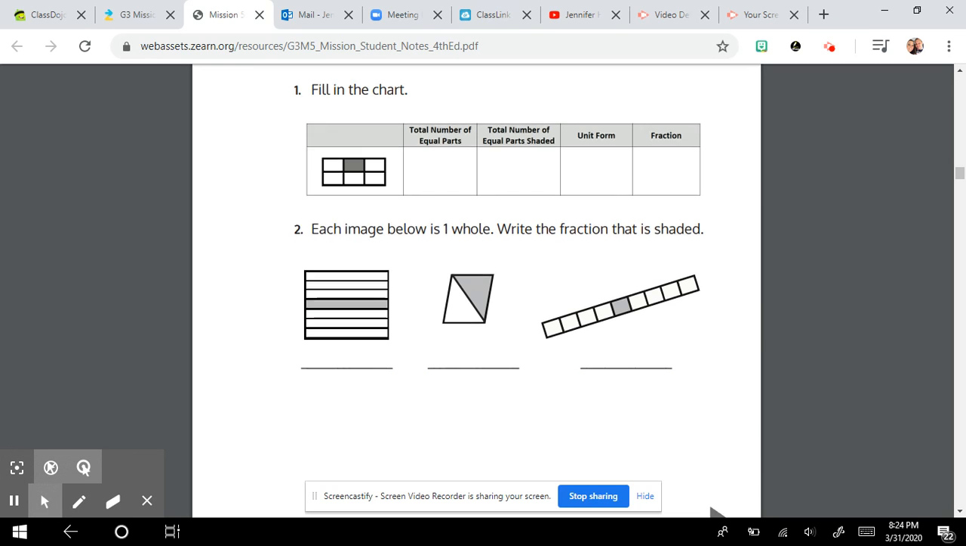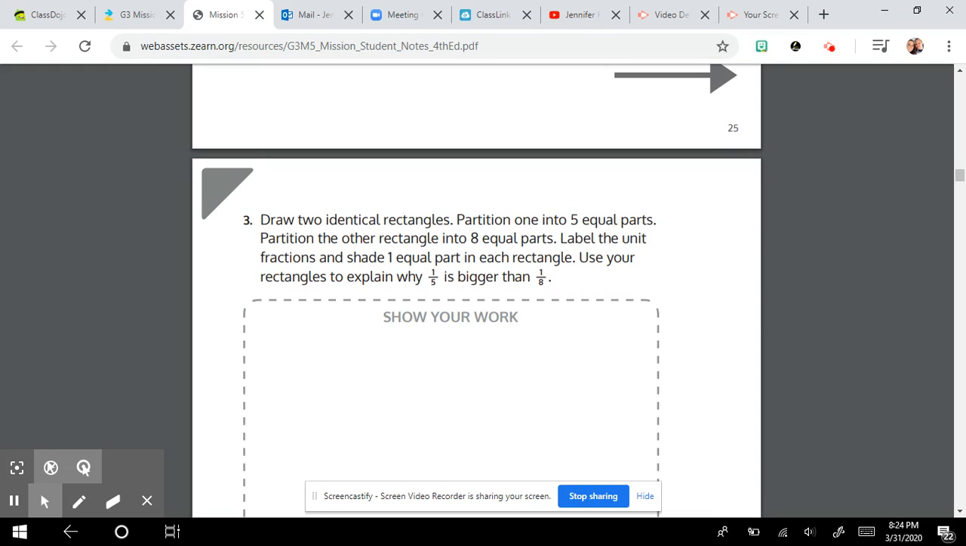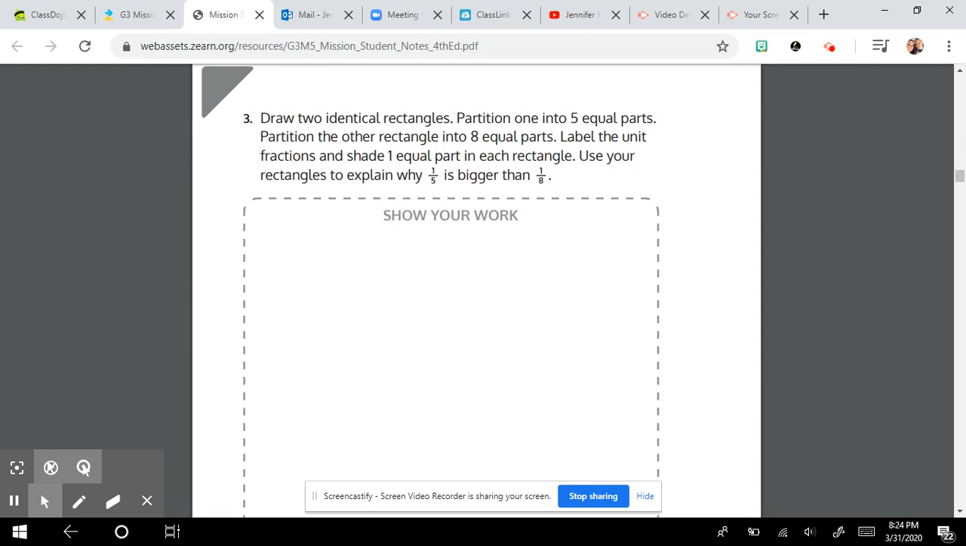Taking a look at the word problem. Draw 2 identical rectangles. Partition one into 5 equal parts. Partition the other rectangle into 8 equal parts. Label the unit fractions and shade 1 equal part in each rectangle. Use your rectangles to explain why 1/5 is bigger than 1/8.